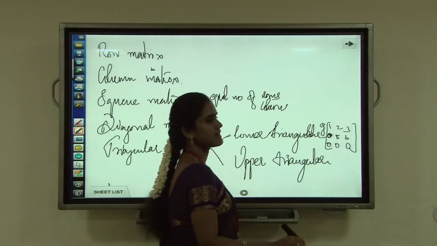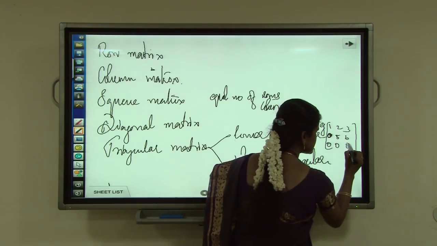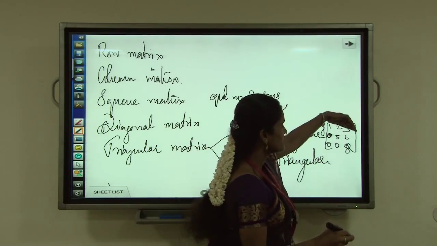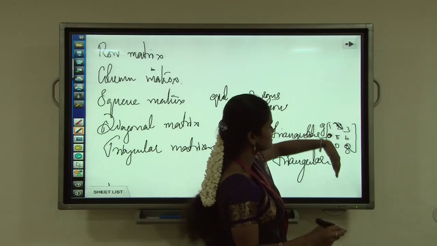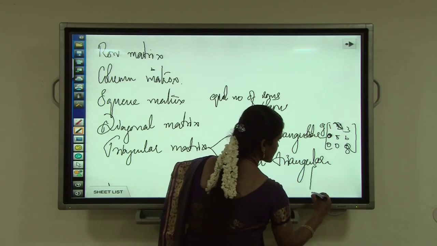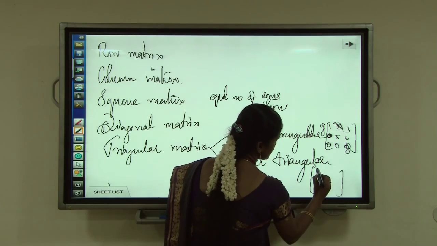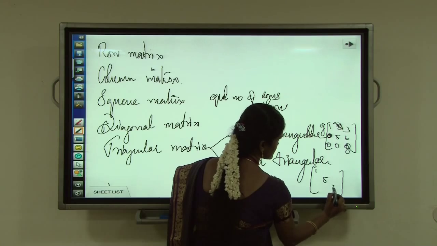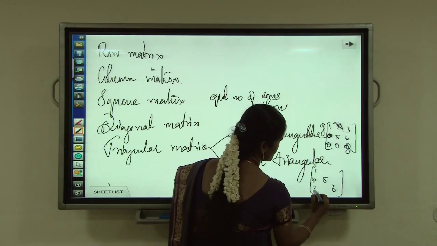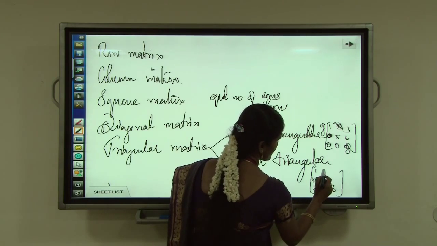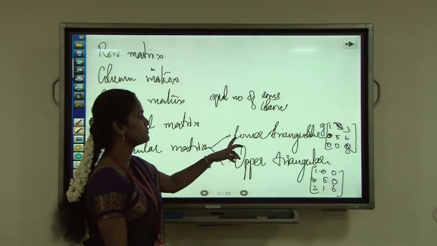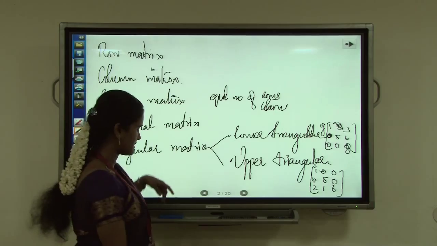In a lower triangular matrix, above the leading diagonal the entries are 0, and below the leading diagonal we have entries with non-zero values. That is lower triangular, and upper triangular will be like this. Let us have the diagonal entries 1, 5, 6, and here it is going to be 4, 2, 1, and this is going to be 0. So like this, this could be a lower triangular matrix and this is your upper triangular matrix.